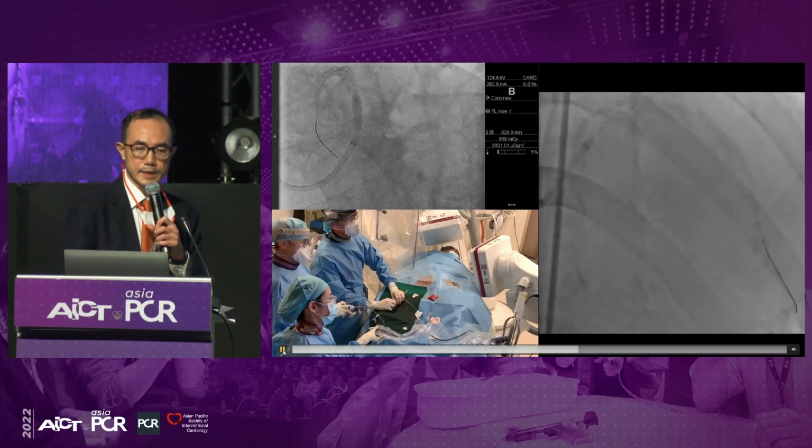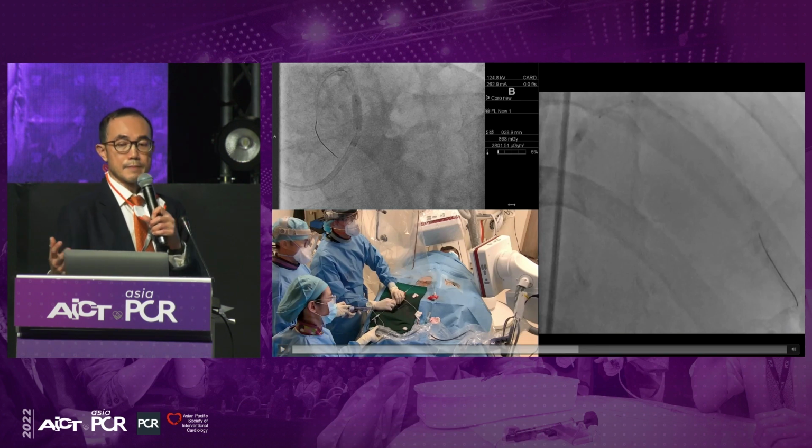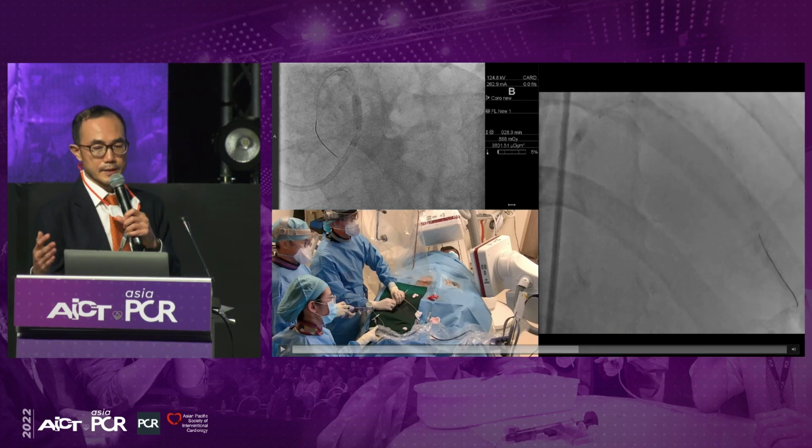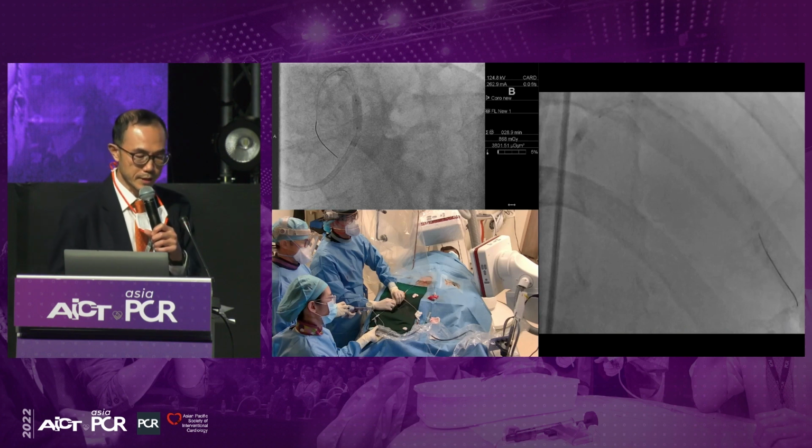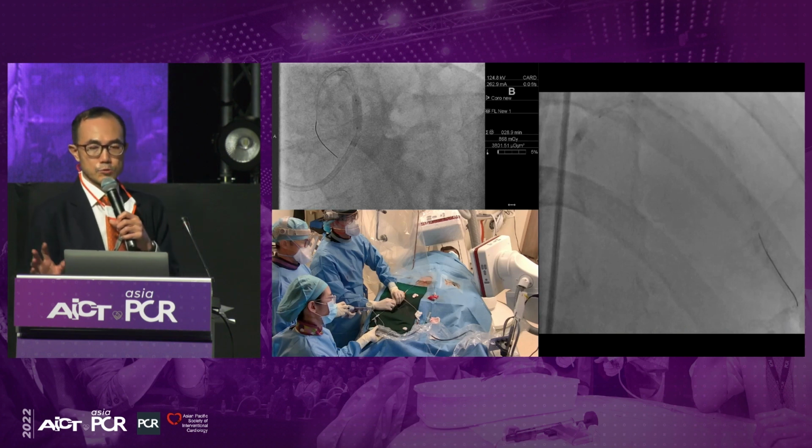So you can see that it can be expanded significantly at the high pressures, and we went up to the rated pressure of 10 atmosphere. Just a caution: if you're using an oversized balloon in the mid to distal vessel, you have to be very careful. You don't go too high because you run the risk of causing a vessel rupture. So just caution, okay? This is out of the IFU.